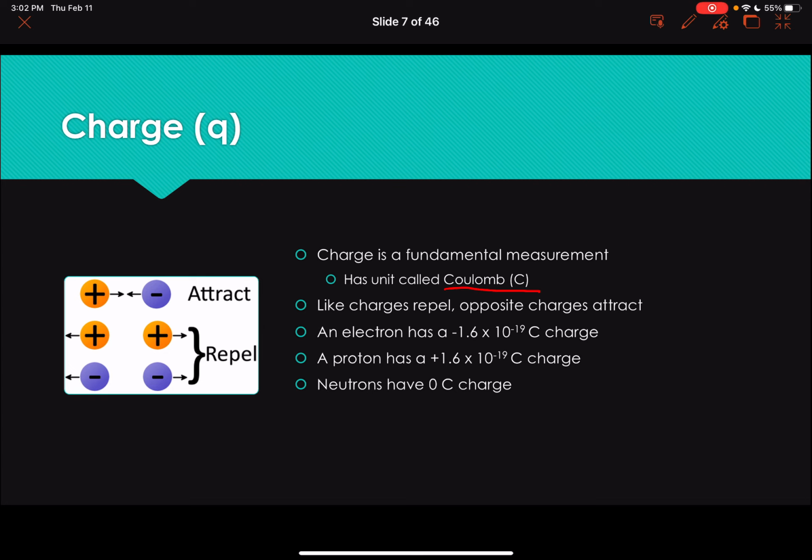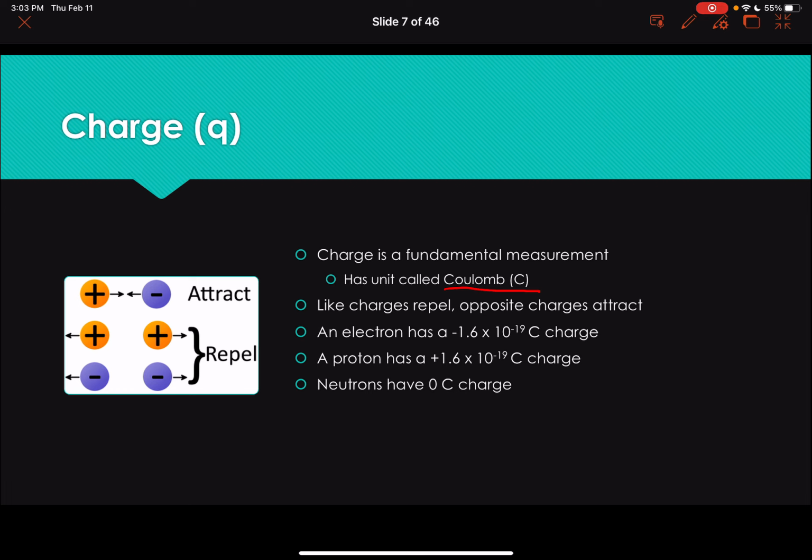And so it turns out like charges repel and opposite charges attract. You've probably heard of that before, but you need to know it if you don't. And so there's a picture to the left that describes that. If you have a proton and an electron, these things are oppositely charged, so they're going to attract each other. Well, protons are going to repel each other, and electrons are going to repel each other. Neutrons, of course, have zero charge. They don't really care. They don't get pulled at all directly.